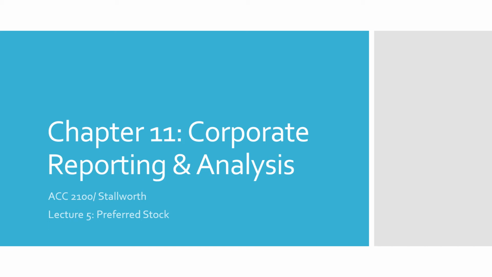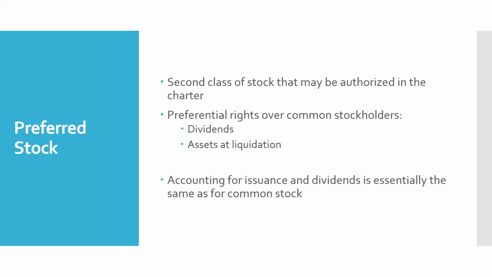In this fifth short video, we're going to be discussing preferred stock. If a company has one class of stock outstanding, it's always going to be common stock. In many cases, a company will include in their charter an authorization for a second class of stock, and we refer to this stock as preferred stock. Many companies have the option of issuing preferred stock, but they haven't actually issued any.